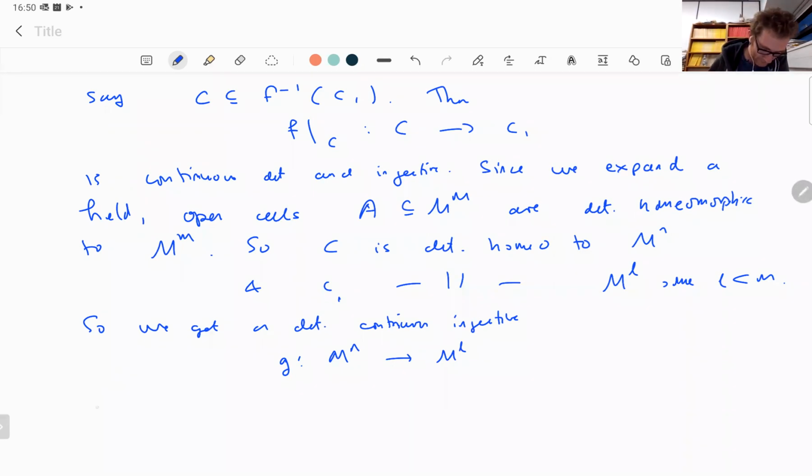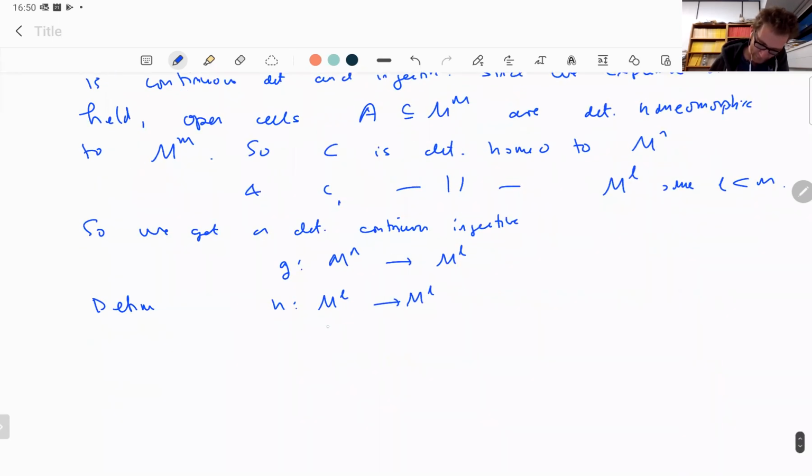And then I can define H from M to the L to M to the L by sending Y to H of 0Y, where that 0 is in M to the N minus L. So L is less than N. We have a definable injective map from M to the L to N to the L, so its image has interior by the inductive hypothesis.